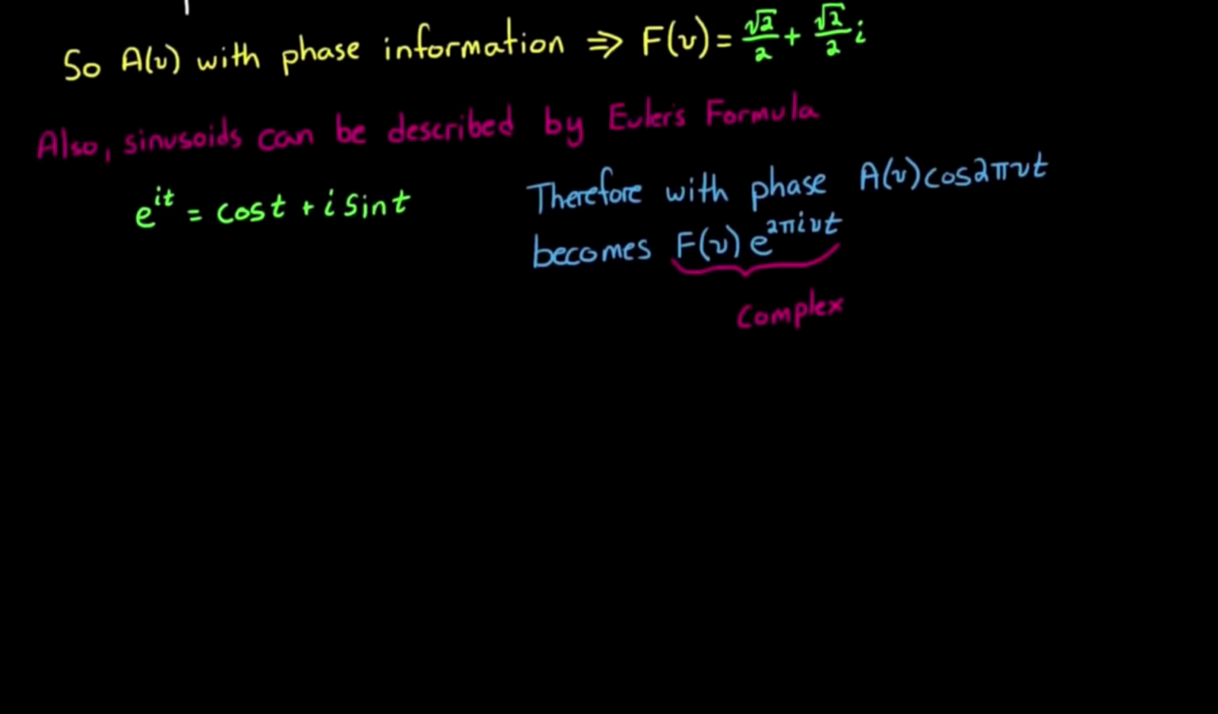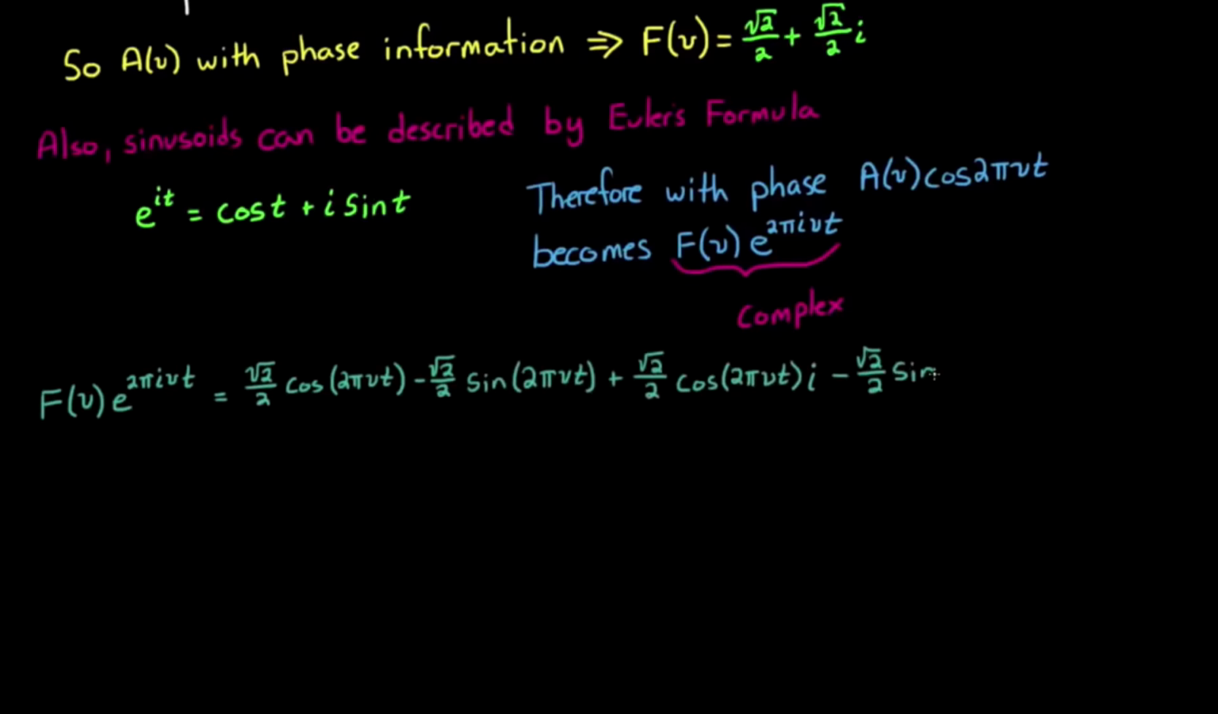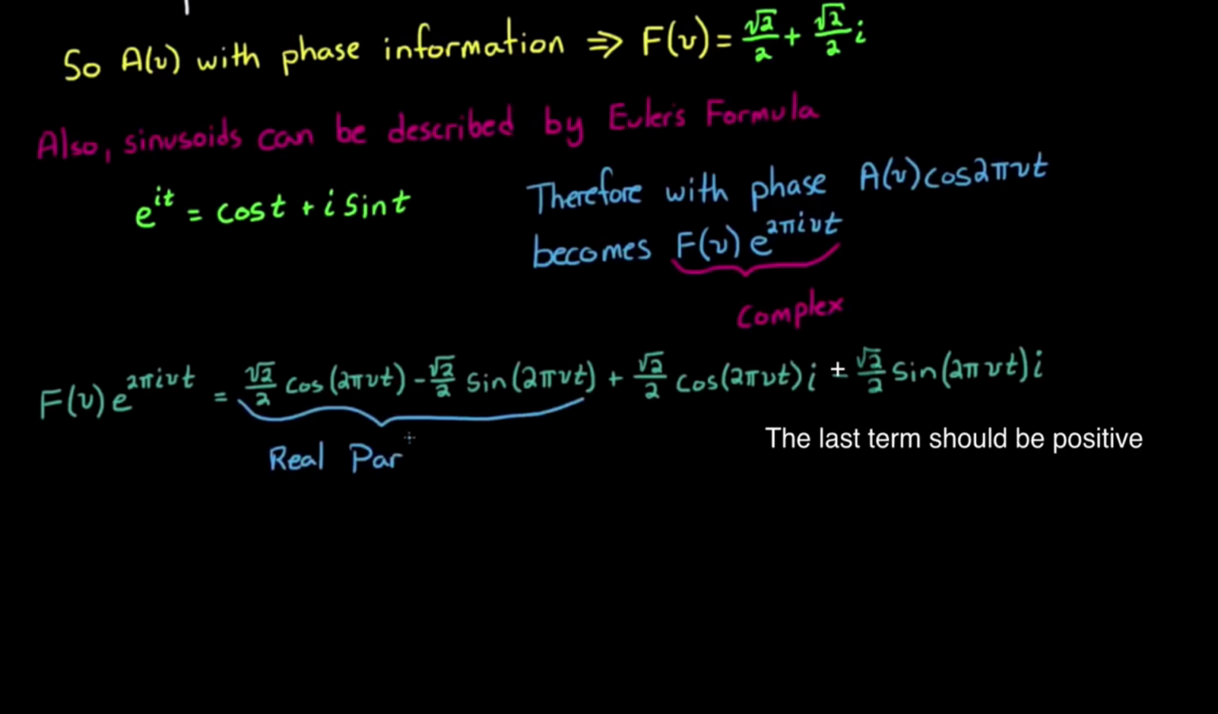All right, so let's continue our example of a cosine signal with amplitude of 1 and phase shift of 45 degrees. And remember, that corresponds to the square root of 2 for both the real and imaginary component for f of nu, which is written at the top of the screen. So if I multiply out this equation, I'm left with 4 separate terms. The first 2 are real numbers, and the last 2 are imaginary.